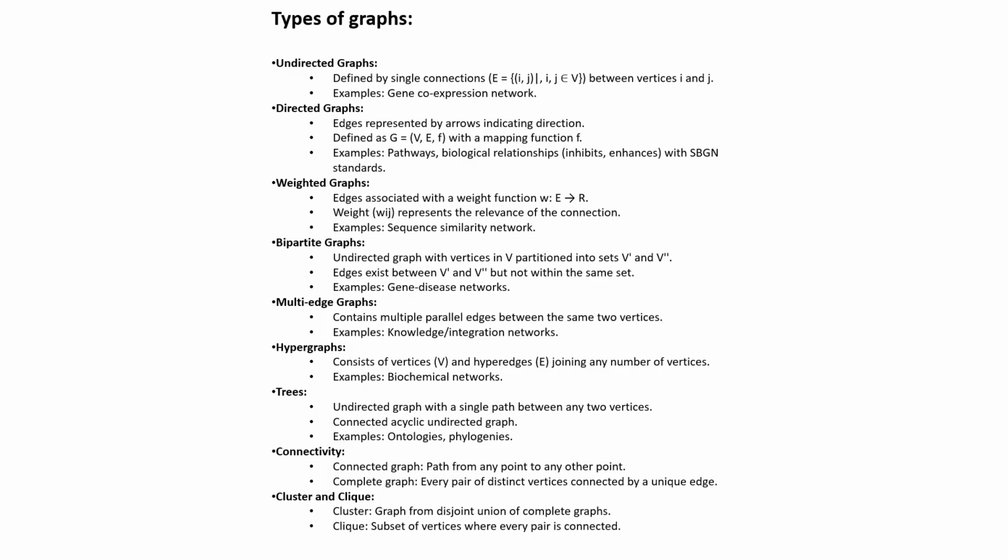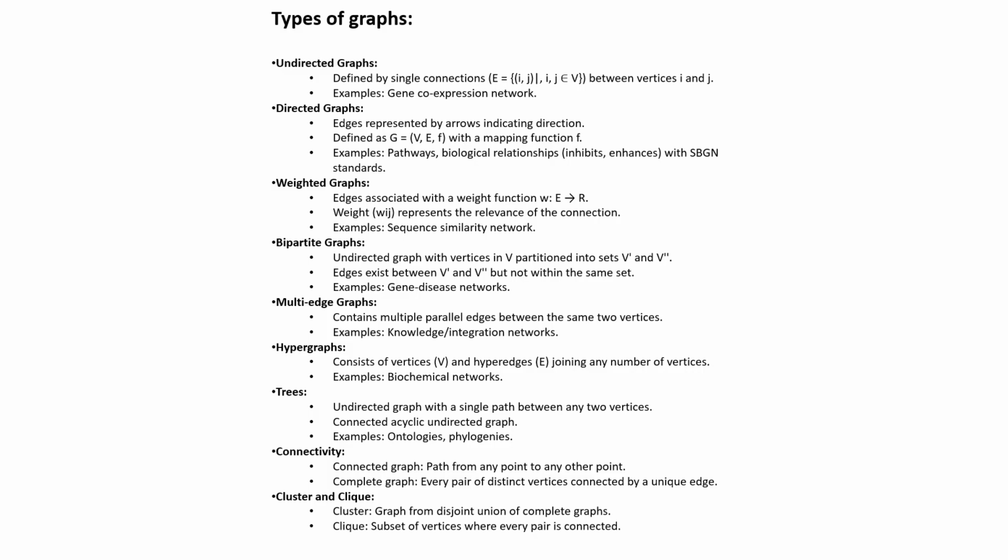After that come the bipartite graphs. Bipartite graphs are basically undirected graphs. Their vertices can be partitioned into two sets, two distinct types of vertices, and edges exist between the two different types of vertices, but they do not exist within a single type. So if you have two sets V prime and V double prime, edges will exist between V prime and V double prime, but not within V prime or within V double prime.